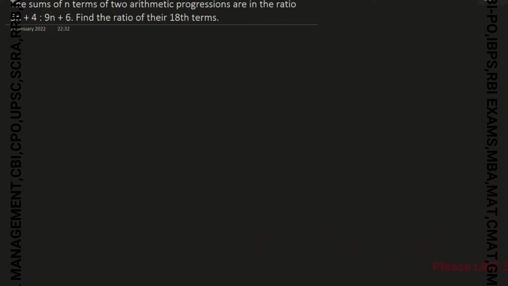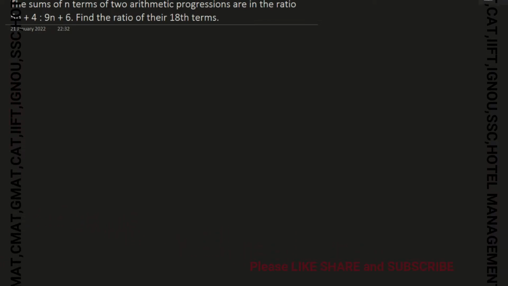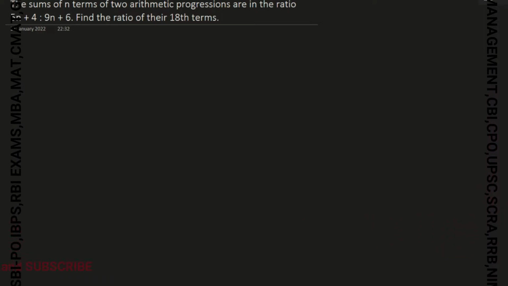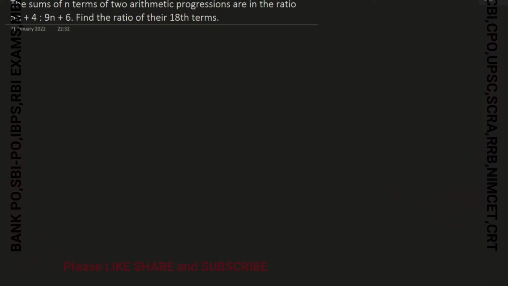The sum of n terms of two arithmetic progressions are in the ratio 5n plus 4 is to 9n plus 6. Find the ratio of the 18th terms. We have done a similar type of question in one of the last videos. We'll keep that in the i button. This is a similar approach, but we will see it in a different manner. This will be easier than that, but the method will be the same. Okay, let's solve the question.